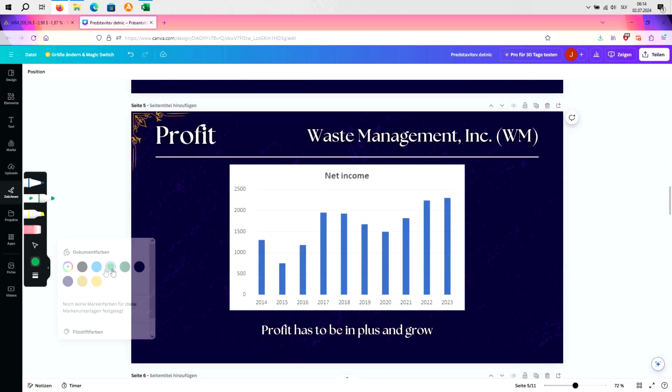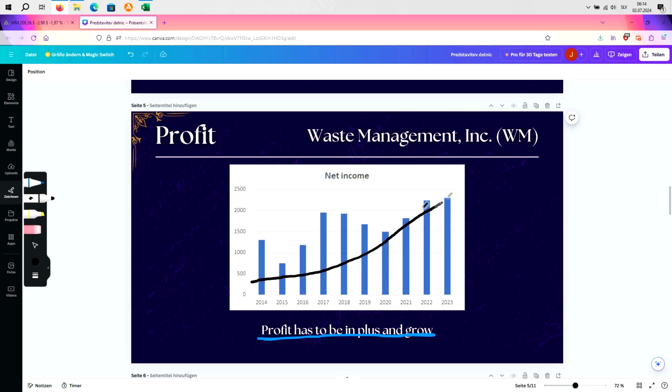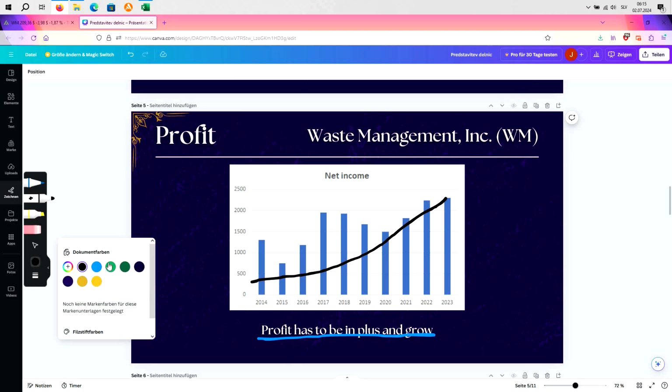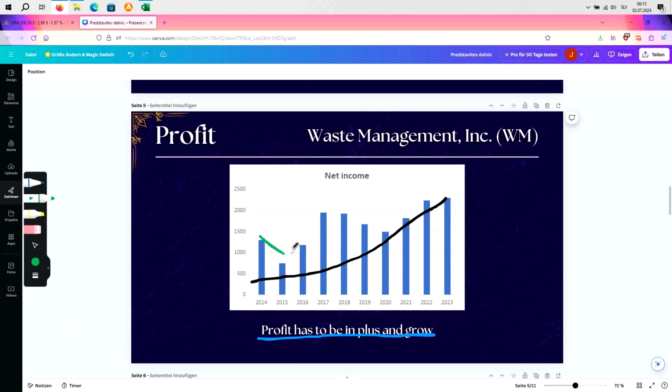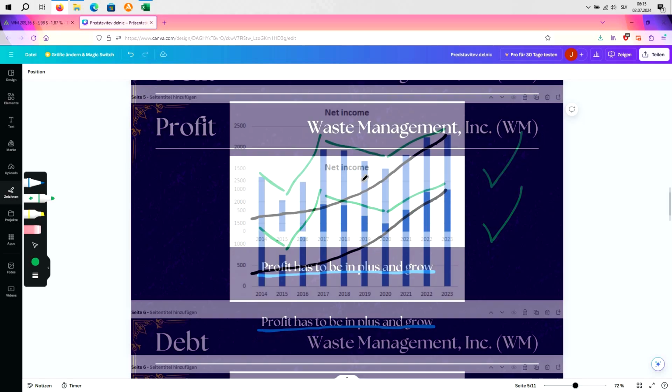Now we come to the profit, and for profit we also have an instruction that tells us profit has to be in plus and it has to grow through the years. Now here is the very same story, bro. I will draw a little exponential growth line, kind of like this. And then we are going to compare the profit chart with this line. So you can see that first it started to go a bit down and then up and then down and up. But generally it has that upward strength that we want to see. So profit is also a good thing to see, okay?